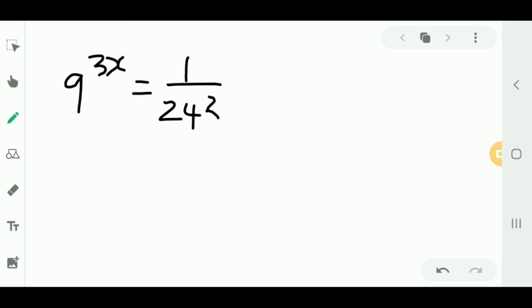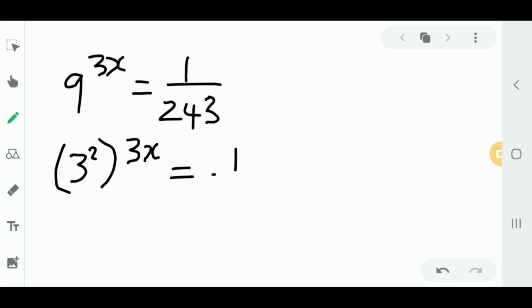Let's try one more like that. So we have 9 to the 3x is equal to 1 over 243. Now, the lowest base here is 9. However, we cannot write 9 to any power to give us 243. So the lowest base you can think of that is common between both of these is 3. So 3 squared for 9, and then we have 3x on the outside, is equal to 1 over 3 to the 5 for 243. Again, we're multiplying the powers here.